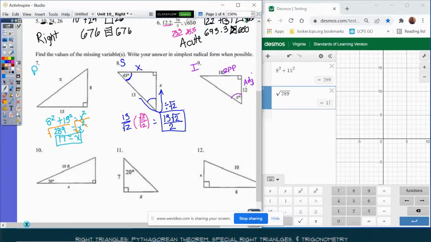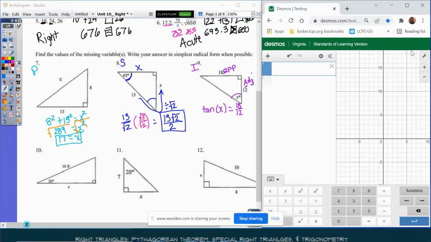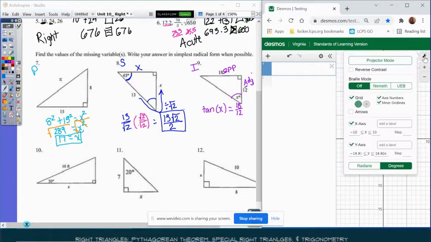With an opposite and an adjacent, I'm going to be setting up a tangent problem. Tangent of the angle is equal to opposite over adjacent. So in this case, that's tangent of x. That's equal to 18 over 12. So when you do a trigonometry problem, remember that you need to make sure you're talking in the right mode or in the right language.